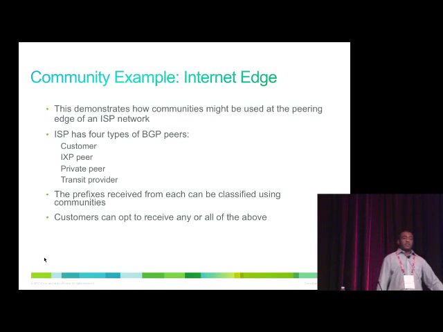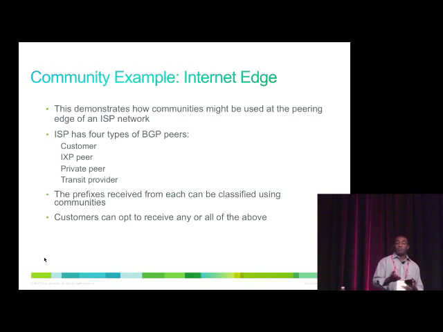Now, in this particular case, it is for internet edge. So that is, you classify prefixes received on the internet edge so that outgoing traffic is impacted in this case. So the ISP has 4 types of BGP peers. It can have a customer BGP peer, for some customers, only for multi-homed customers, and we'll discuss that later on. And an inter-exchange peer, and then private peering.